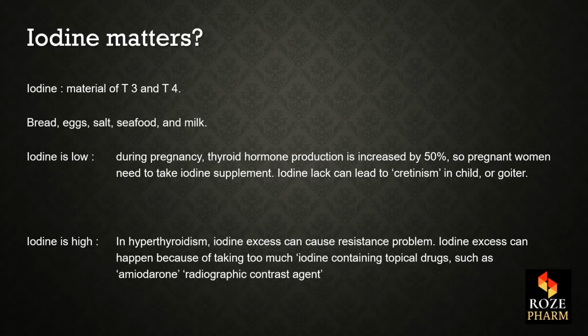When iodine is low, for example during pregnancy, thyroid hormone production is increased by 50%, so a pregnant woman needs to take an iodine supplement. Iodine lack can lead to cretinism in a child, or goiter. When iodine is high, for example in hyperthyroidism, iodine excess can cause resistance problems. Iodine excess can happen because of taking too many iodine-containing drugs, such as amiodarone or radiographic contrast agents.